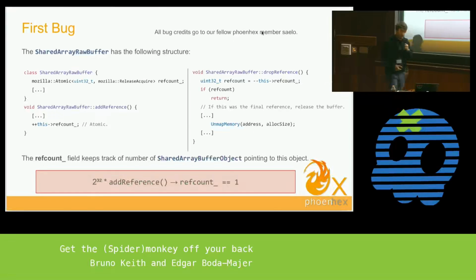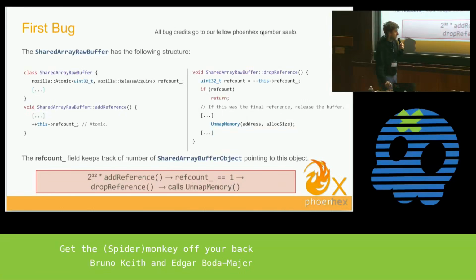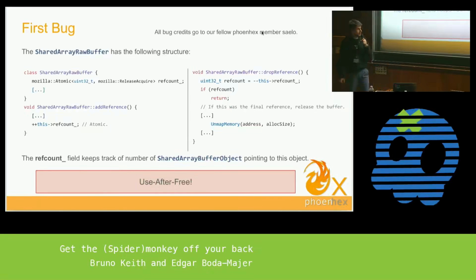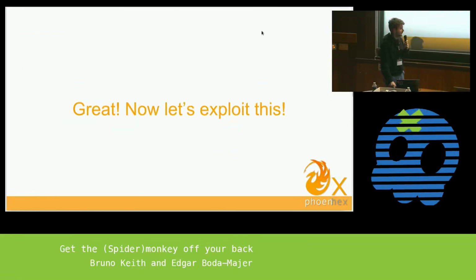Now if we manage to call drop reference on just one of the shared array raw buffers, it will decrement the ref count. Because the ref count is 1, it will become 0. So it will go in here and unmap the memory. The memory gets unmapped, and we still hold references to it, so it's basically a use after free at that point. So we can allocate new objects and manipulate them. So yeah, that's quite a simple bug. I guess we can just exploit this.